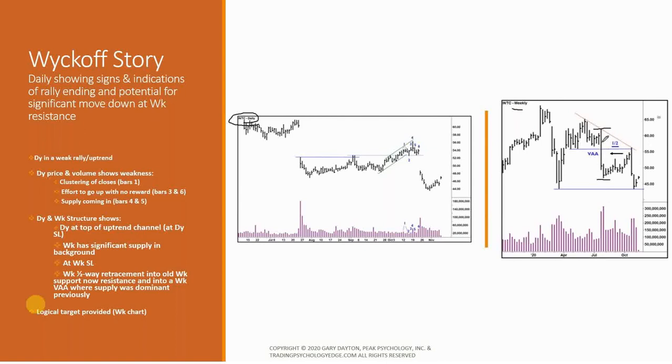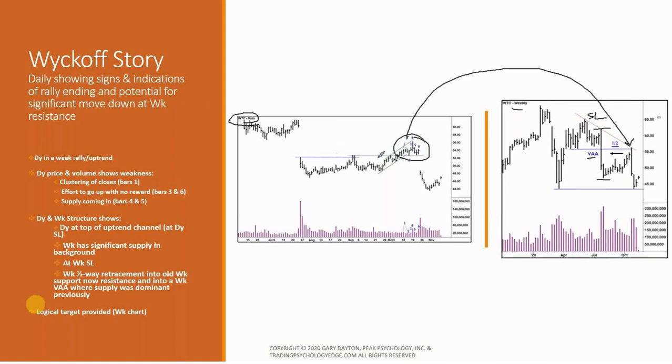Notice the high volume here on the widespread down. So this is a vertical acceleration area, and we're coming right in to test that as well. So this is what's occurring right here. And we also note that we have a supply line on the weekly, right? So what's the Wyckoff story here?